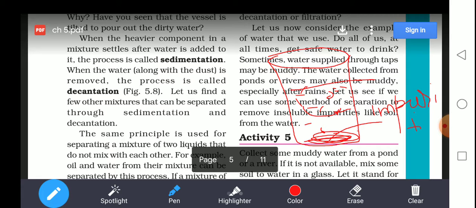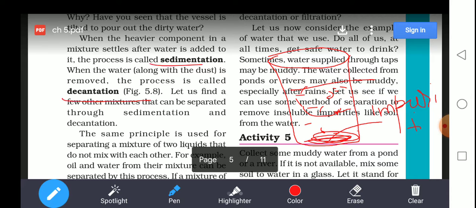But what will remain? Clear water will not remain. Some dust particles which are lighter will just mix with water and remain in the water. So when the water along with the dust is removed, the process is called decantation. What is that called? Decantation.